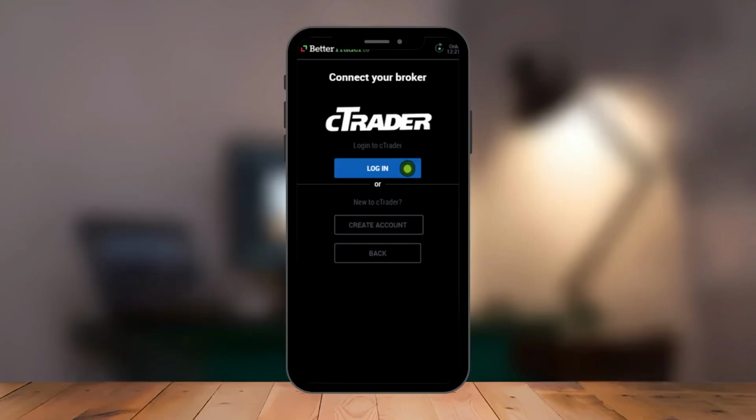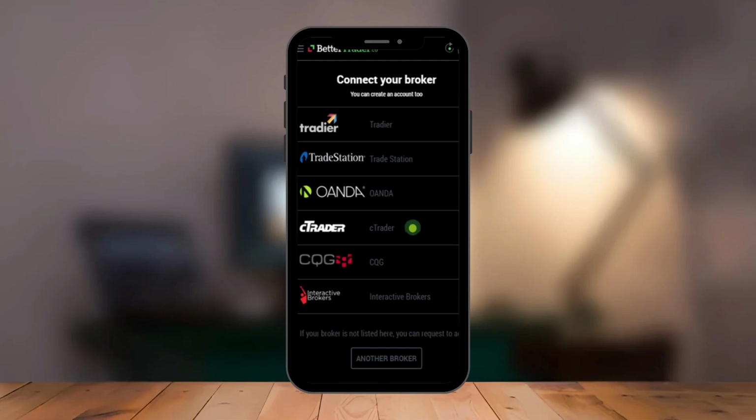Hello everyone. In today's video, I'm going to show you how to connect CTrader to MT5.